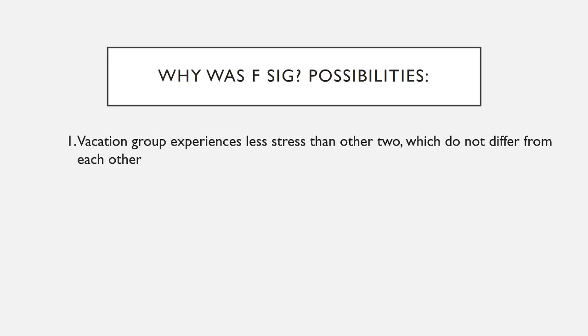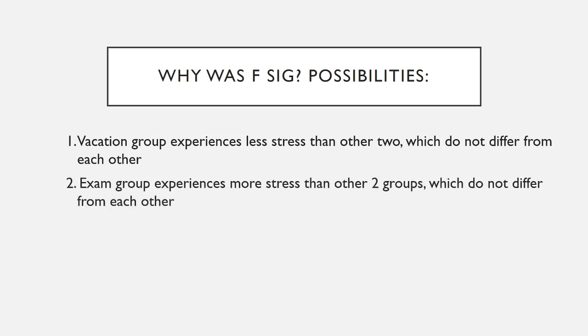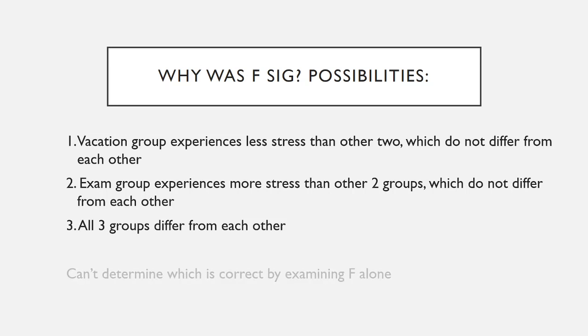So, explanations of what drove that obtained F statistic to significance. There are lots of different possibilities. One could have been that the vacation group experienced less stress than the other two, and that the mid-semester and finals groups were basically similar in terms of level of stress. Maybe it was the exam group that experienced more stress than the other two, and vacation and mid-semester were roughly equal as well. Maybe all three groups were different. Maybe every single one was different. Vacation had the least stress, mid-semester was right there in the middle, and then the finals group was way higher.